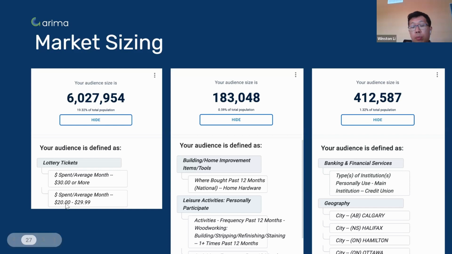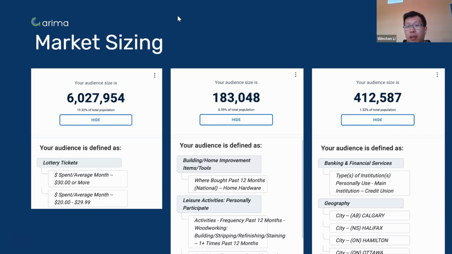So basically, people who spend $20 a month buying lottery tickets. There's about 6 million people in Canada, or about 20% of the population, that do that. So assuming this data is accurate, then of the 54 of us on this call, there should be about 10 of you that spend more than $20 a month on lottery tickets.